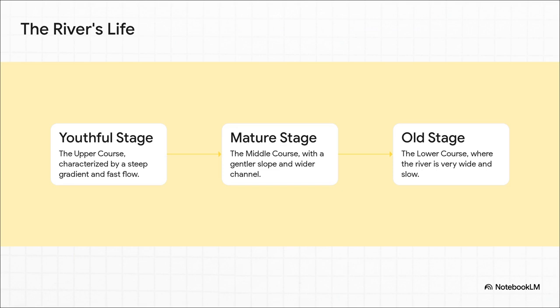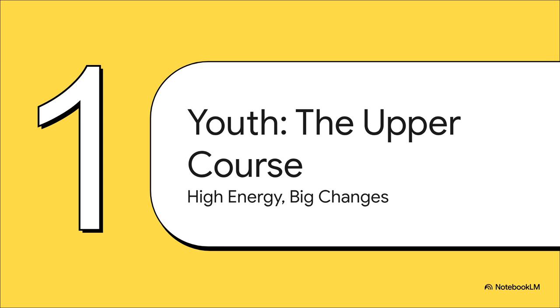So this whole life of a river, we can actually break it down into three main parts: the youthful, the mature, and the old. And you'll see, each stage has its own unique personality, a different set of features, and a really specific job to do in shaping the world. All right, let's jump right in at the beginning.